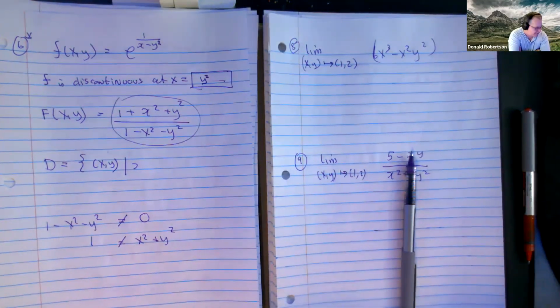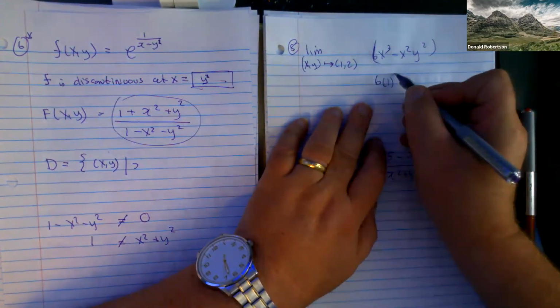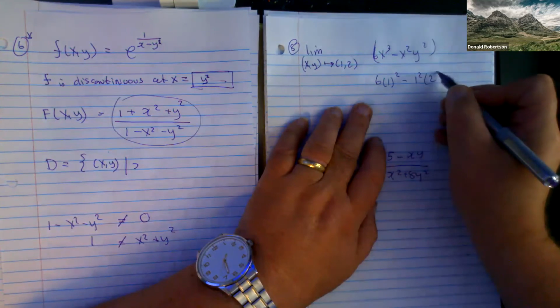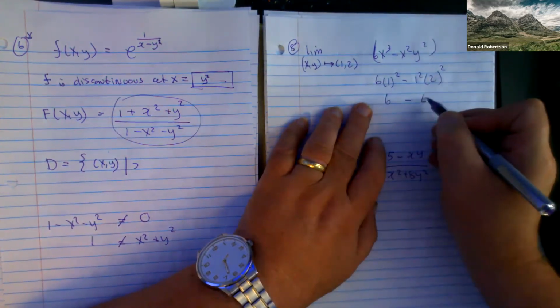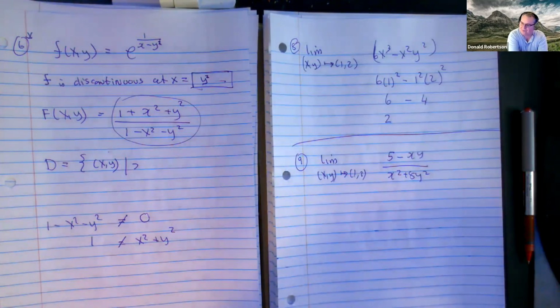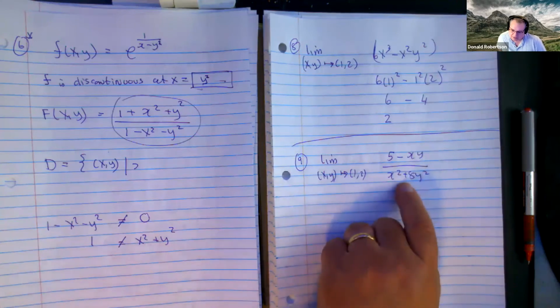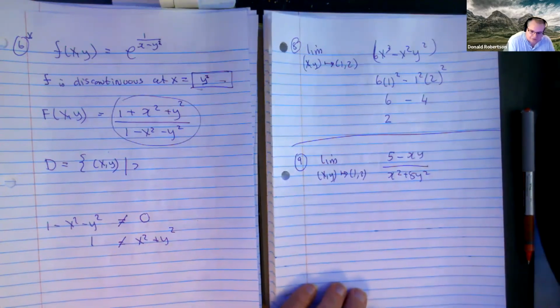Well, I was wrong. At the start of today, I said you're probably never going to get a question where you just plug the answer in. But I can see one. Can't you just plug x equals 1 and y equals 2 and you'll get an answer? 6 lots of 1 squared, take away 1 squared times 2 squared. 6 take away 4, the answer's 2. Wasn't that question too easy? Now, if you plug x is 1 and y is 2 here, I think you actually get the same answer, don't you?